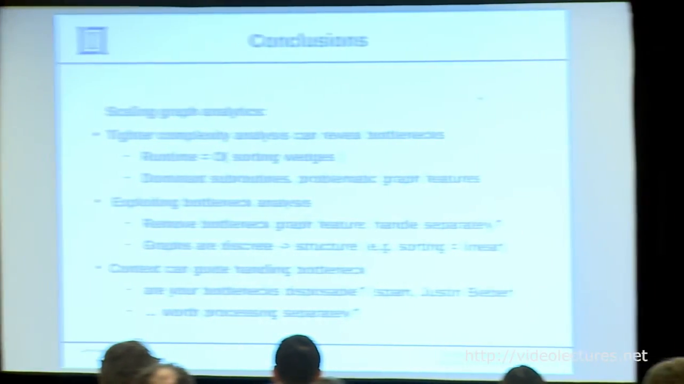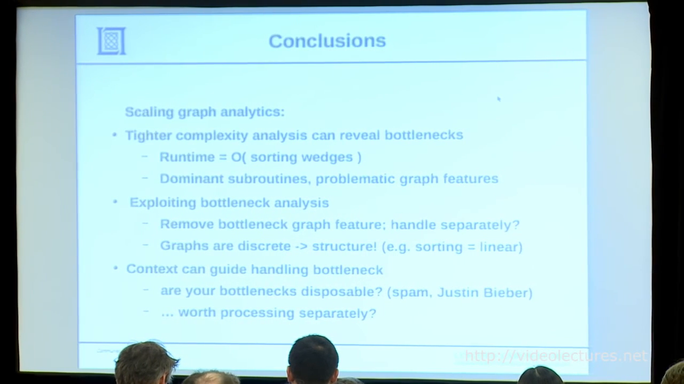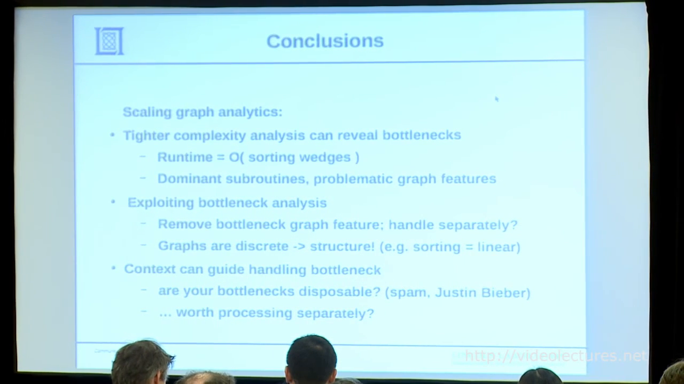So just to summarize, if you're scaling any graph analytic, although the case study here was just for overlapping clustering, you might consider performing tight complexity analysis so you can identify what your real bottlenecks are. They might surprise you and might be something simple like sorting.